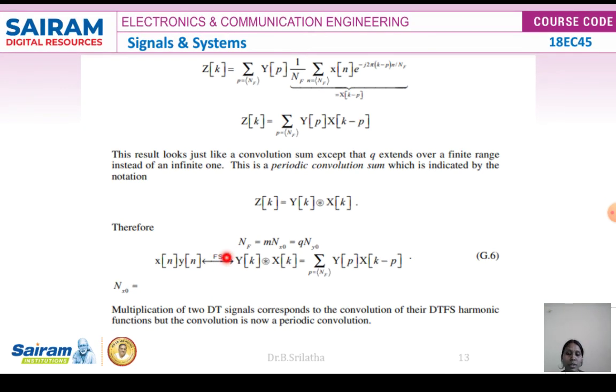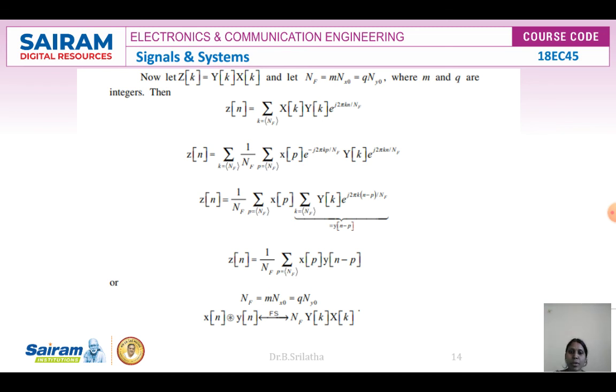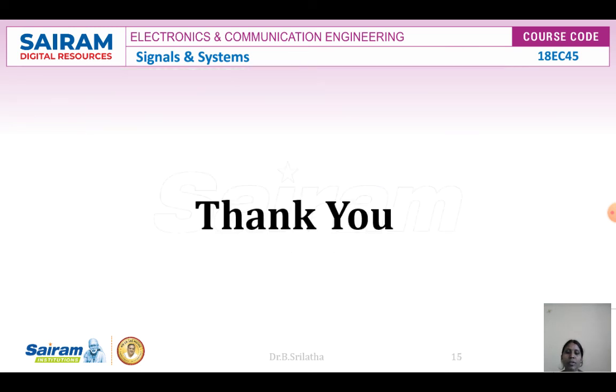So time domain multiplication of the two signals is equal to convolution of the frequency domain signals. That is, the multiplication of two discrete time signals corresponds to the convolution of their discrete time Fourier series harmonic functions. This property we call the duality property. The reverse also holds: convolution of two time domain signals is equal to N times the multiplication of their frequency domain signals. I hope you understood. Thank you all.